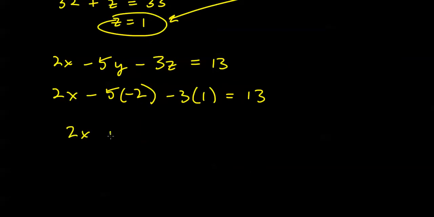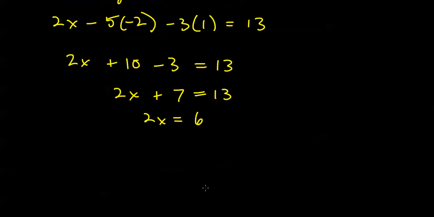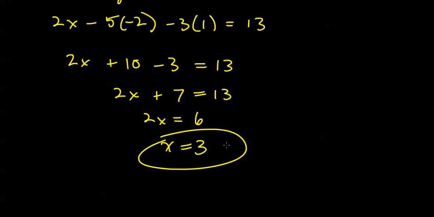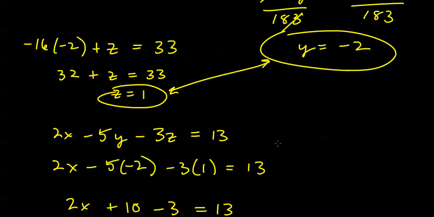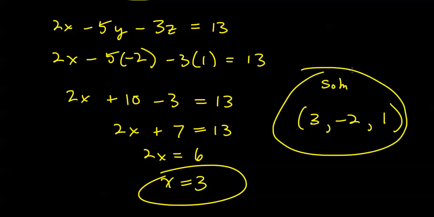So I get 2x plus 10 minus 3 equals 13. Of course, 2x plus 7 then equals 13. 2x, of course, equals 6. And x is, of course, 3. So I have successfully solved for all three variables. X is 3, y is minus 2, z is 1. This is my simultaneous solution to the 3x3 system given.